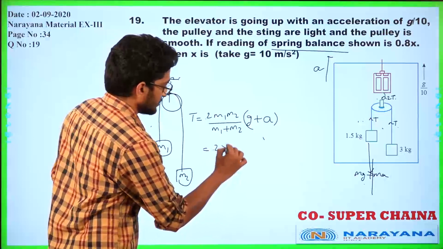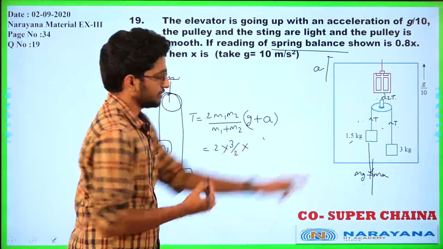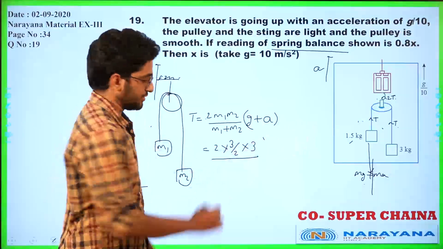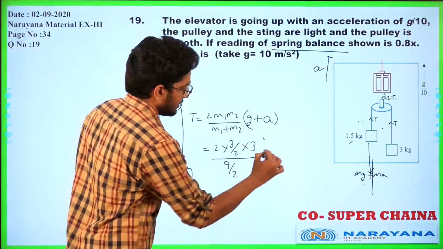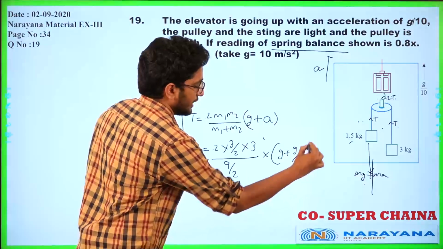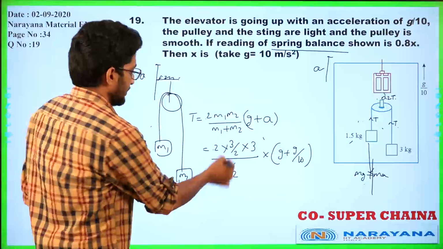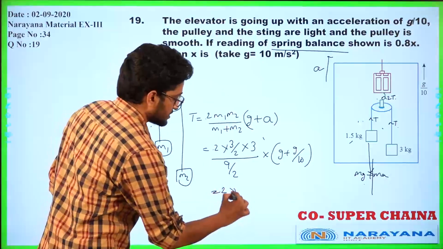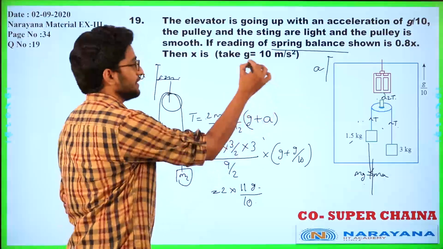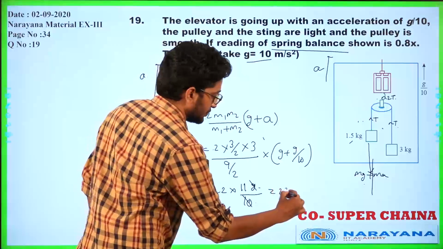So we'll find the tension. That would be 2 into m1, which is 3 by 2, into m2, that is 3 kg, by m1 plus m2, 4.5. So I write it as 9 by 2 into g plus a, g plus g by 10, since the acceleration of the lift is given as g by 10. So what do I get here? I get 2 into g plus g by 10, that is 2 into 11g by 10, and the g value is given as 10. So I cancel this, and the tension is 22 newtons.